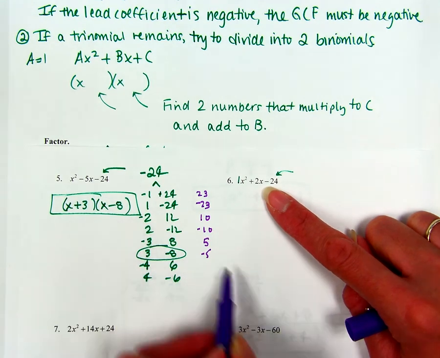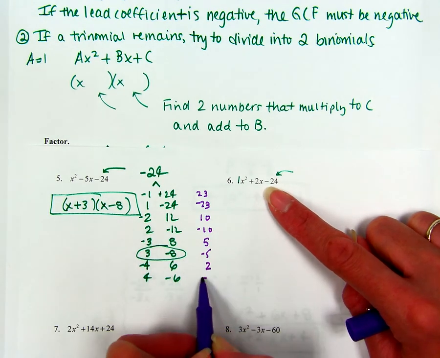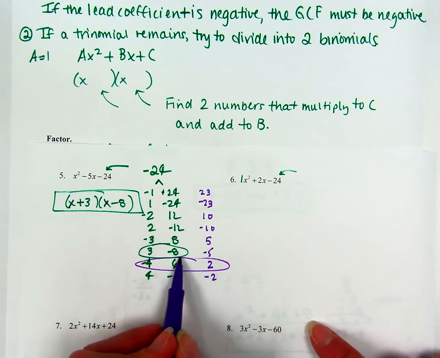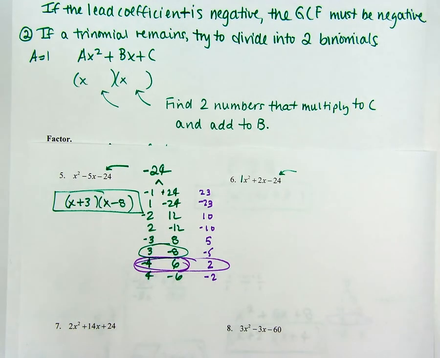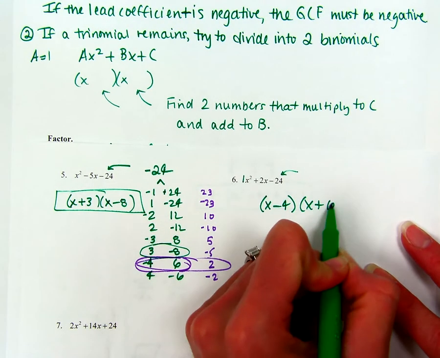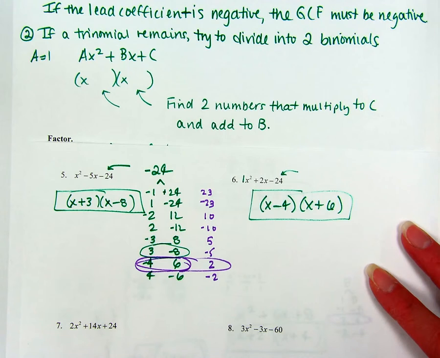That was what we wanted in the last problem. Here we want 2 and negative 2. We want to add to 2, so I need that one. Right? So negative 4 and 6. That means I'm going to write x minus 4 and x plus 6. And I'm all done.